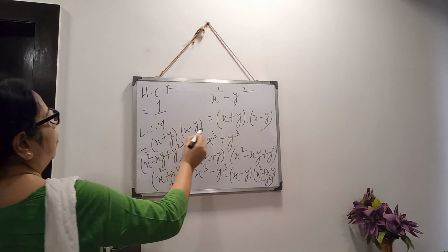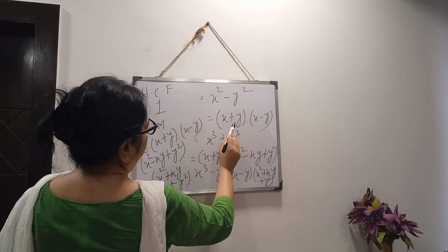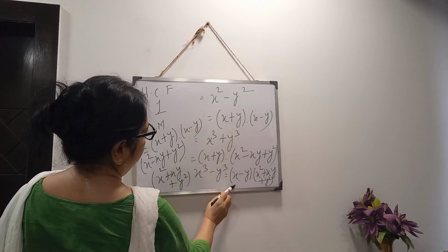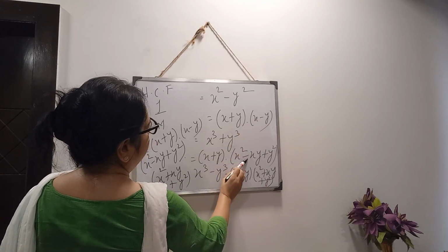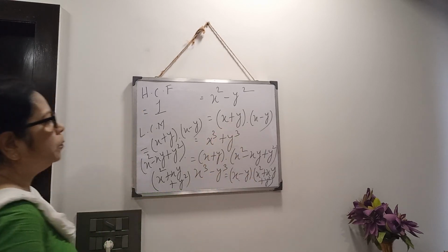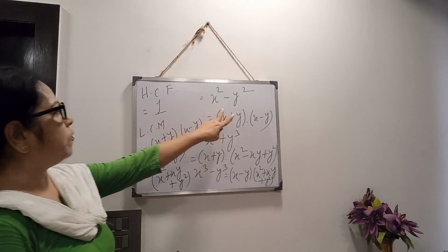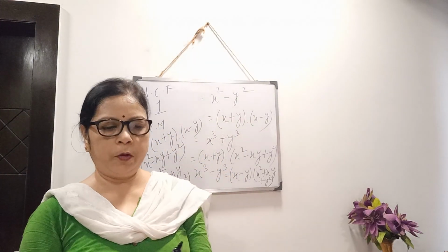Clear? And what is HCF? You see x plus y is present here and here, but not here. X minus y, it is here and here, but not here. And this term not here, this term not here. Clear? So nothing is common, no factor is common. So your HCF will be 1. And the next one you will get in the next one.